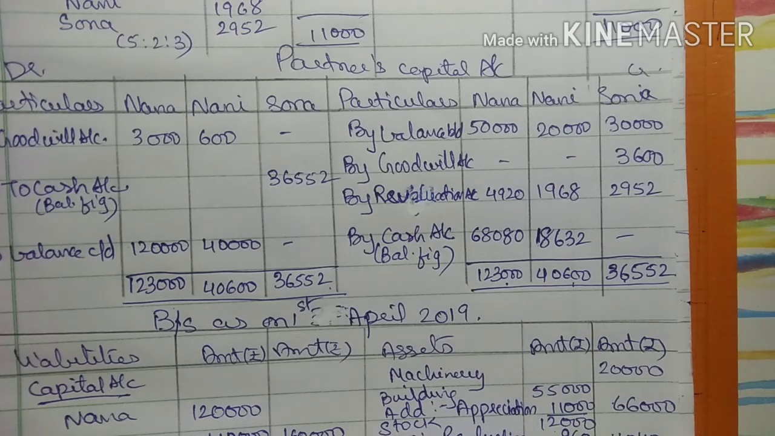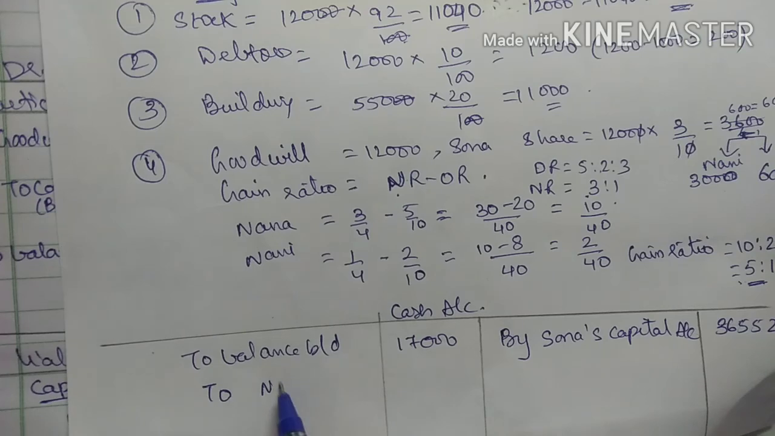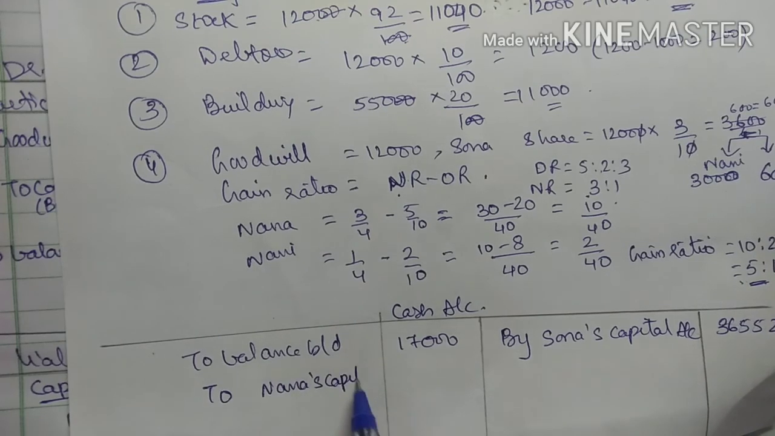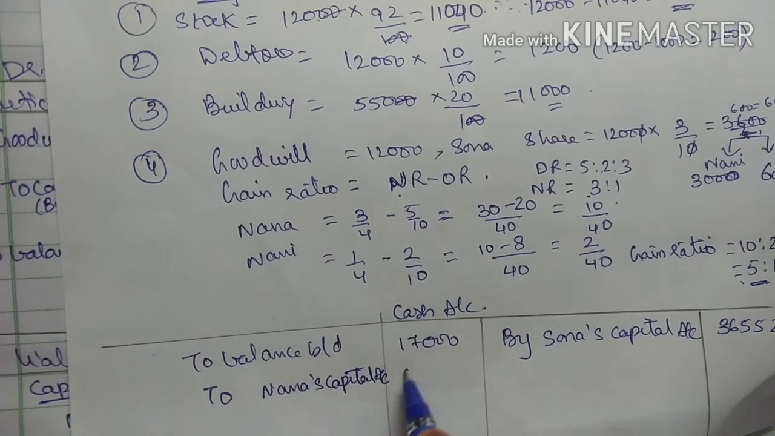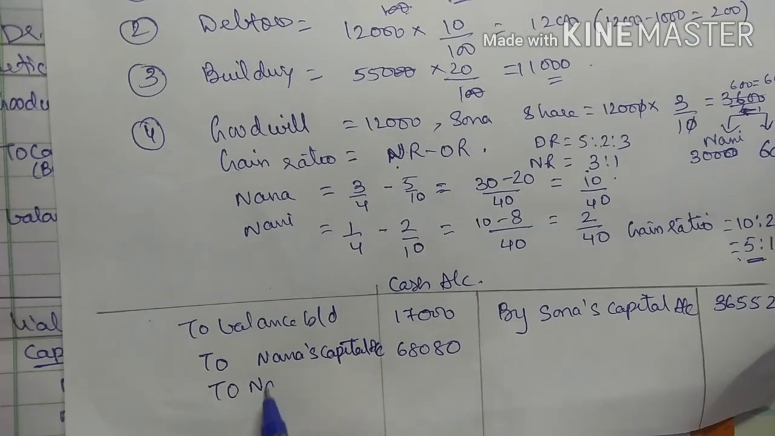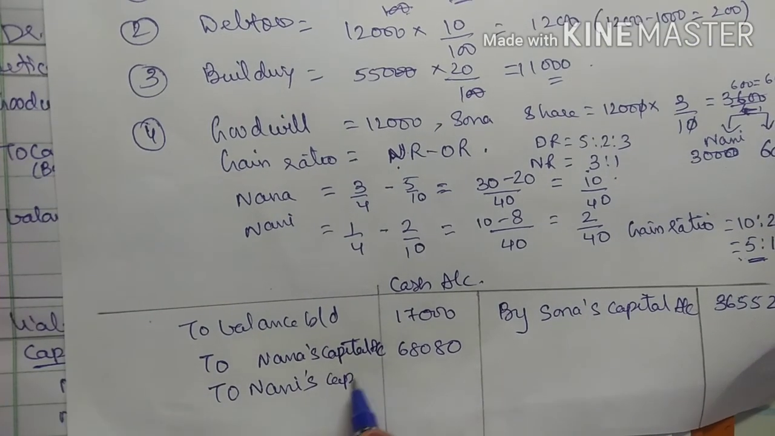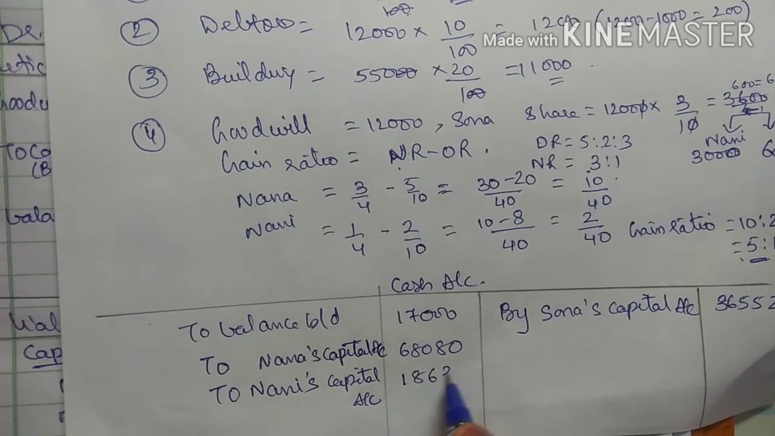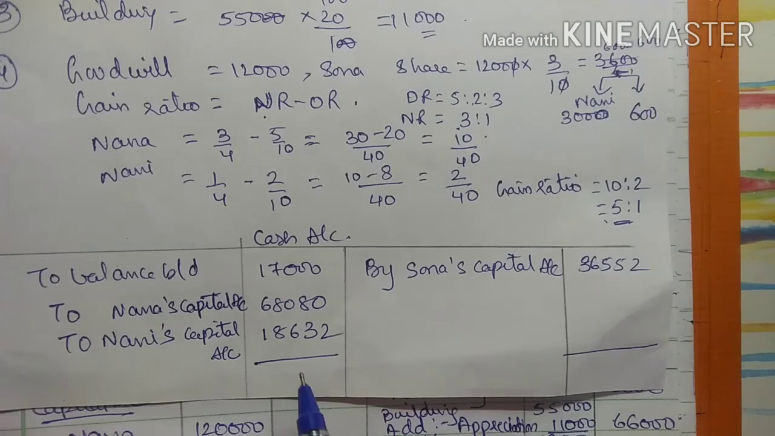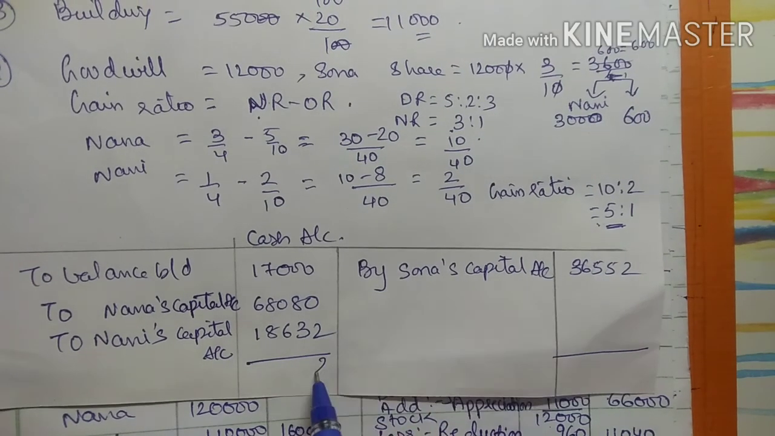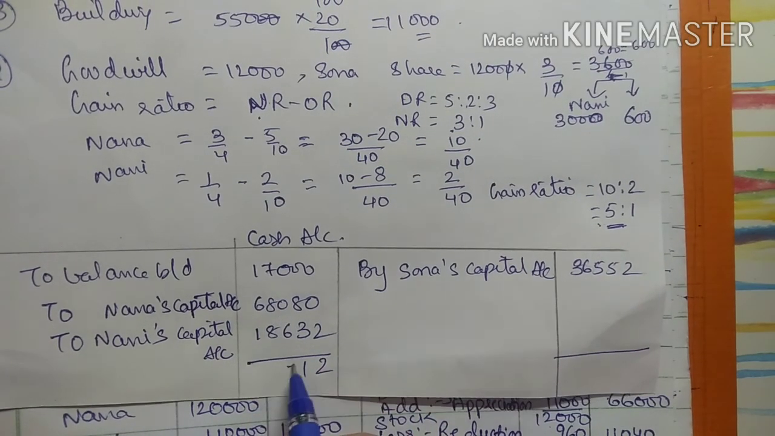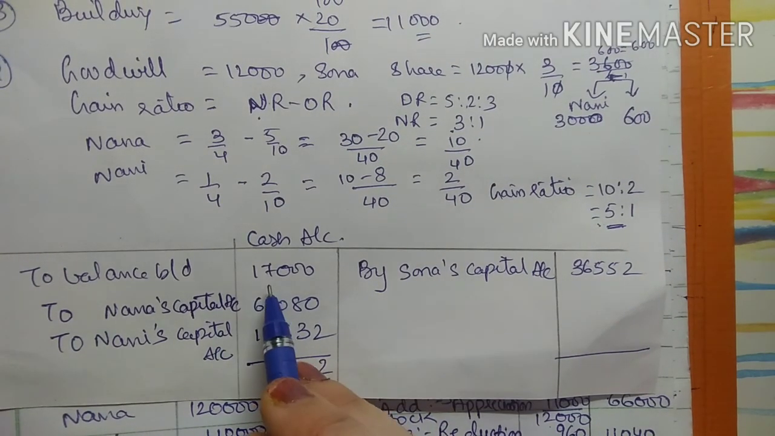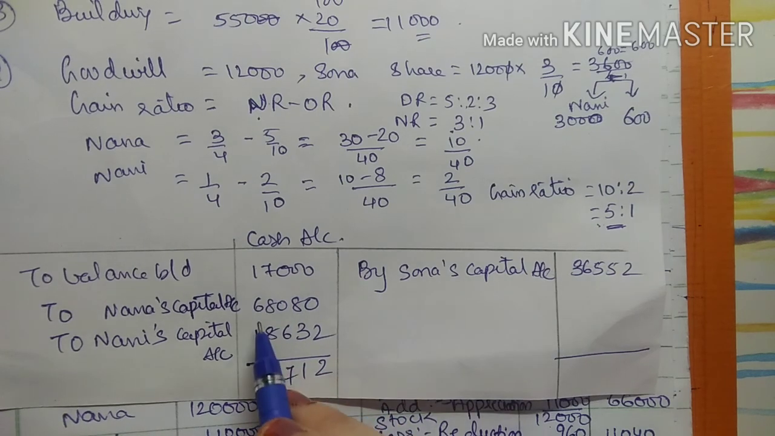So in cash account, I will write in the debit side to Nana's capital account 68,080, to Nani's capital account 18,632. Now we can close the cash account. So see here, 2, 8 and 3, 11, carry 1, 7, 8 and 8, 16, 16 and 7 is 23. So 2 carry 6, 7, 8, 9, 10.